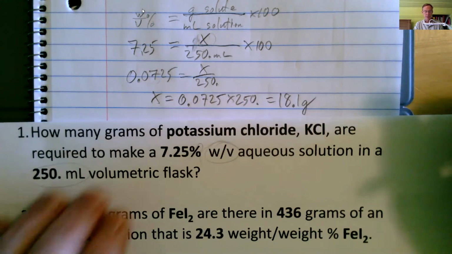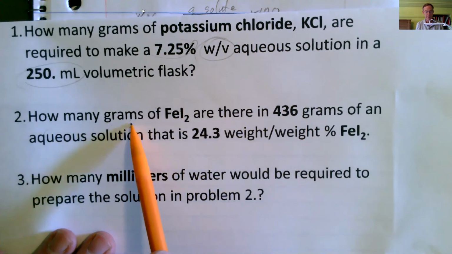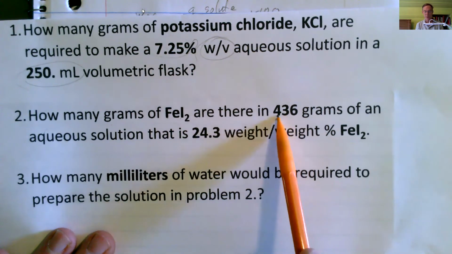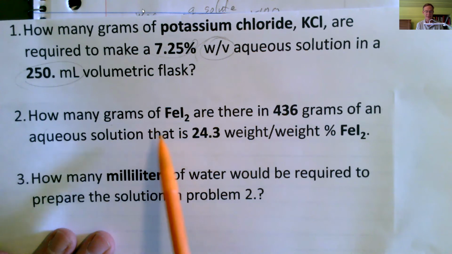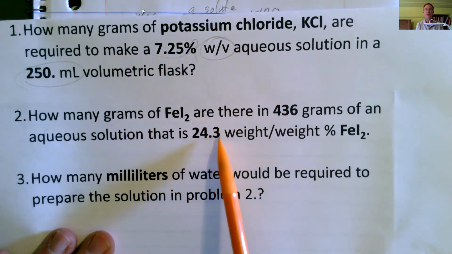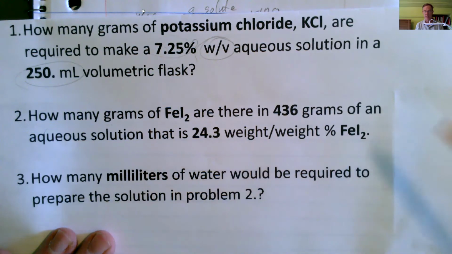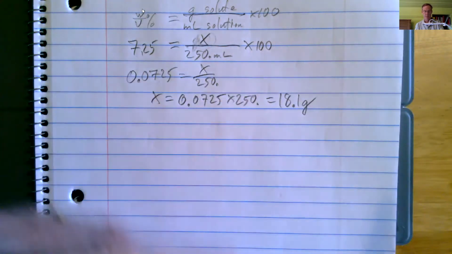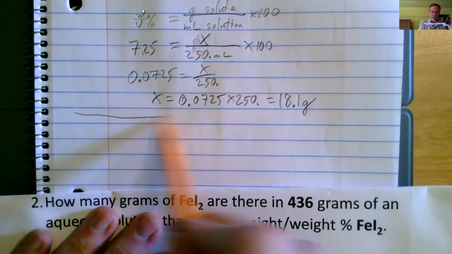Okay, let's try the next one. How many grams of iron 2 iodide are there in 436 grams of an aqueous solution that is 24.3 weight per weight percent iron 2 iodide? Okay, I'm going to do the same thing. I'm going to start by writing my equation. So let's start with that.